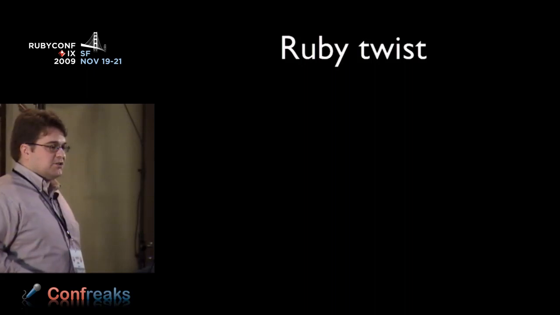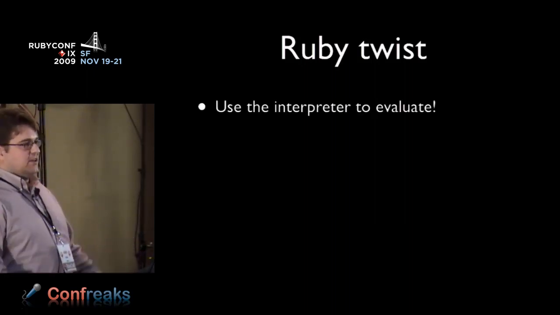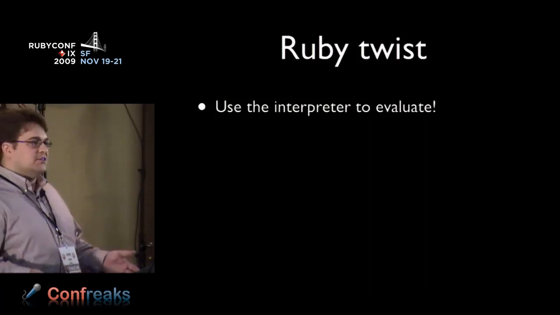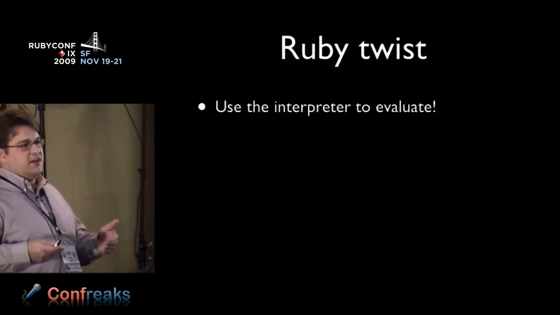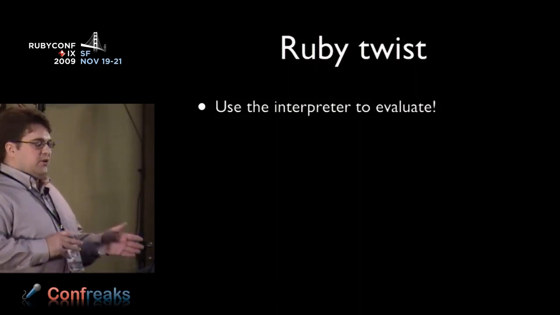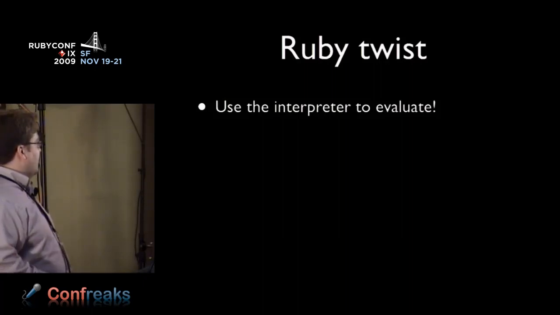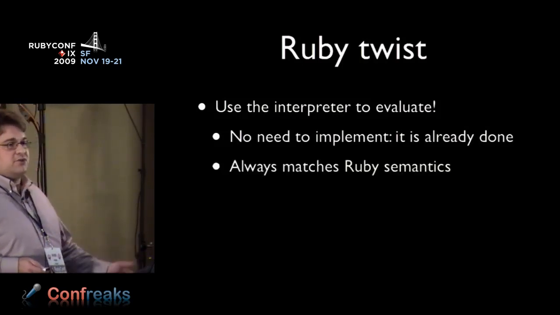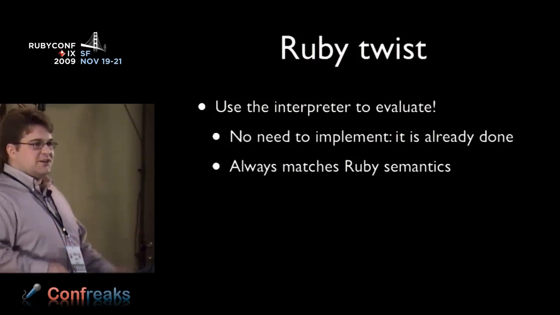So the Ruby twist on partial evaluation is that we can actually use the interpreter to do the evaluation. This is great because in a lot of static languages, I have to make my compiler know what operations can be performed in the language, and I have to encode it in an evaluator in my compiler, which is not necessarily an obvious thing to do. Because we already have the interpreter, we don't need to implement it. It's already done. We never have to worry about trying to match Ruby semantics because we've got the evaluator. It will do the Ruby semantics for us. It is Ruby.